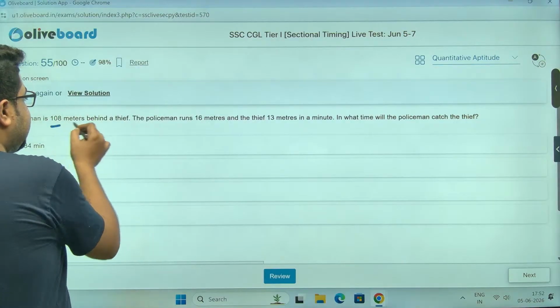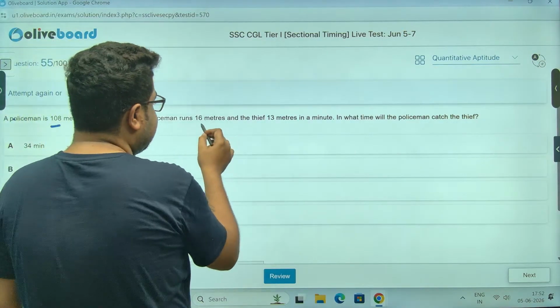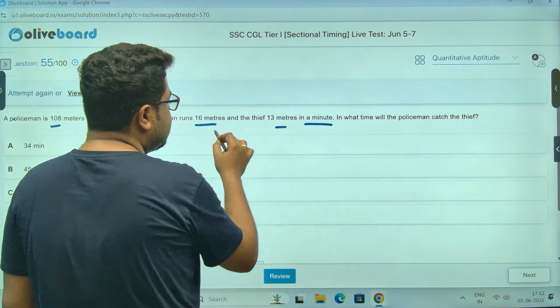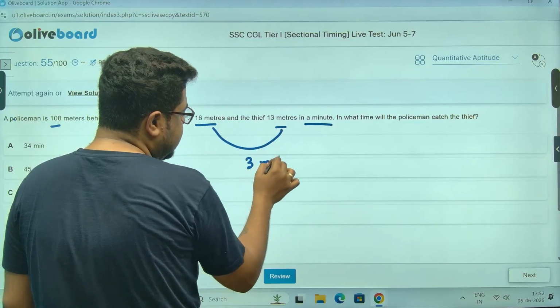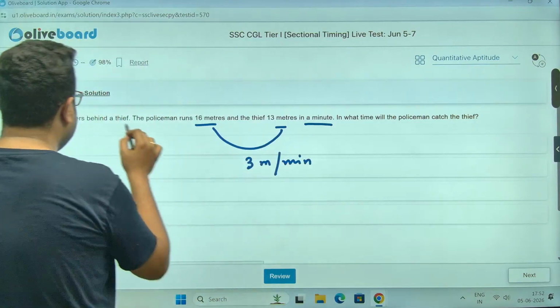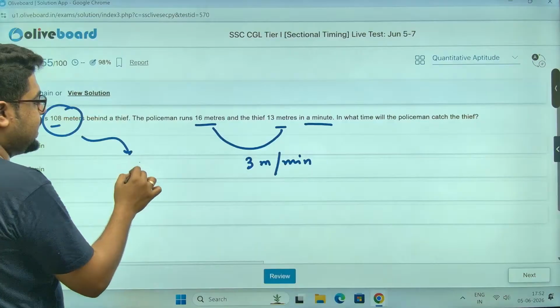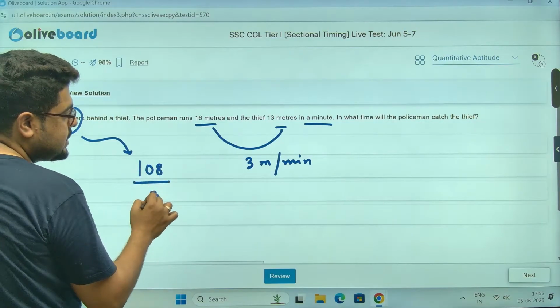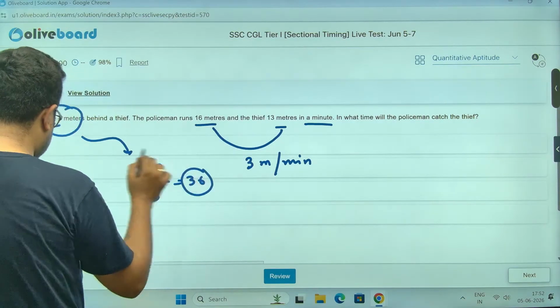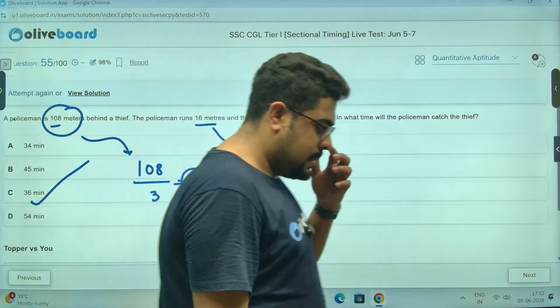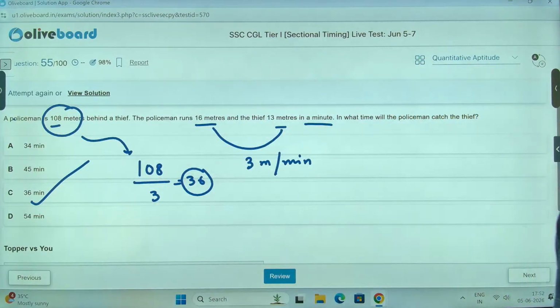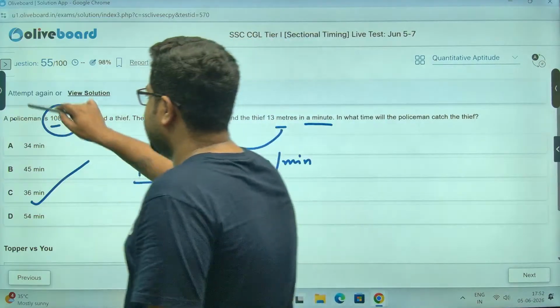Policeman is 108 meters behind. The thief runs 16 meters a minute, the policeman 13 meters. Sir, relative speed is 3 meters per minute, and the police needs to cover this 108 meters. So time will be this: 36 minutes. Option C is the answer, sir. Clear, everyone? Clear. Next one.